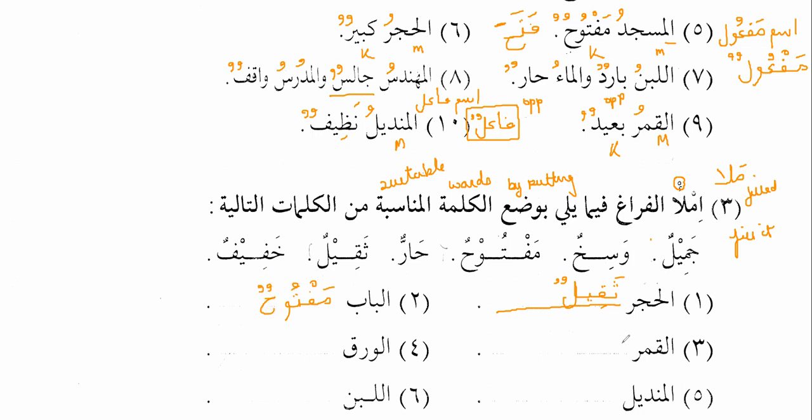Then al-qamaru, ba'idun. It's ain, ba'idun. Al-waraqu is light, khafifun. Then for al-mindilu, you can choose, okay, there is wasikhun, so we will use wasikhun. Al-labanu is harun.